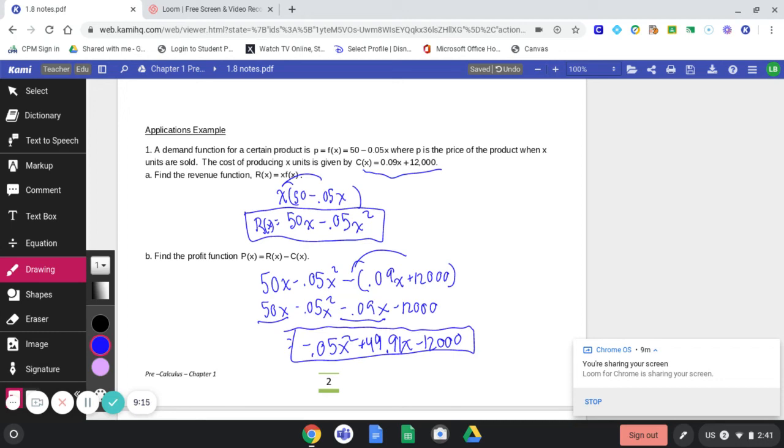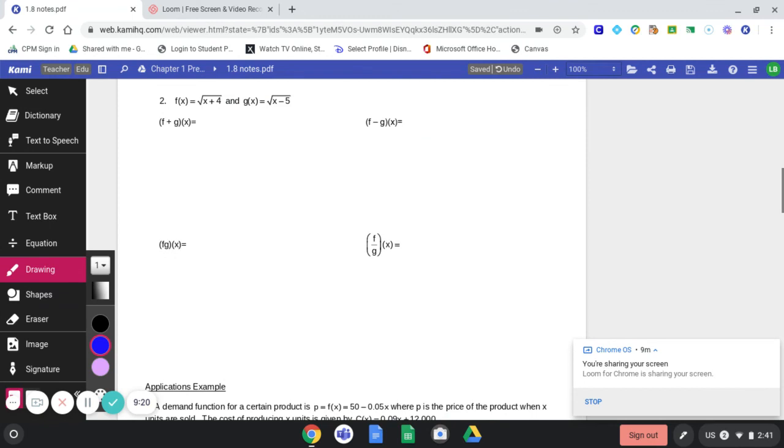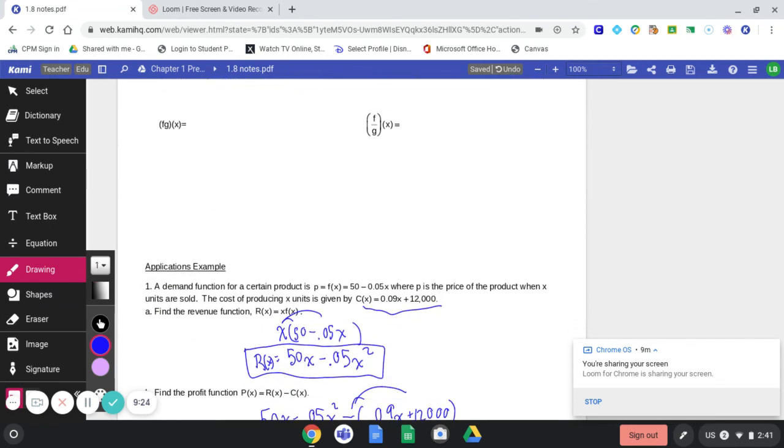So this is combinations of functions. We will do this next one as a warm-up tomorrow, and then move on to composition of functions for the rest of the week.